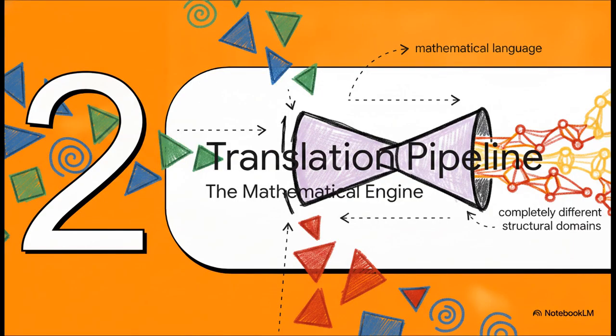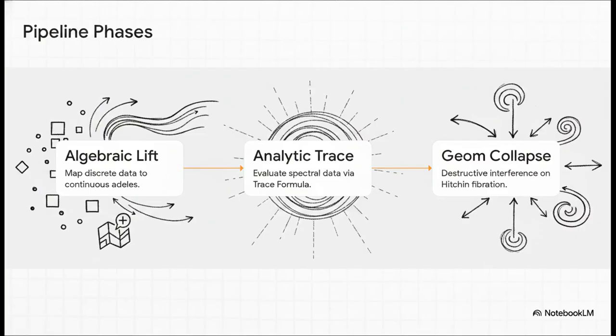Moving right along to section 2, the translation pipeline. Okay, so this sets up a highly rigid, three-part pipeline that our rogue assumption somehow has to survive. First up, an algebraic lift mapping discrete data straight to continuous Adeles. Phase 2 is an analytic trace evaluating spectral data. And finally, phase 3, a geometric collapse on the Hitchin fibration.